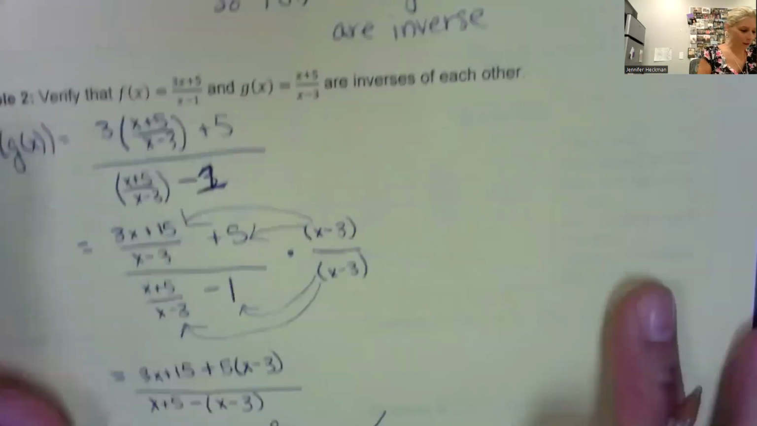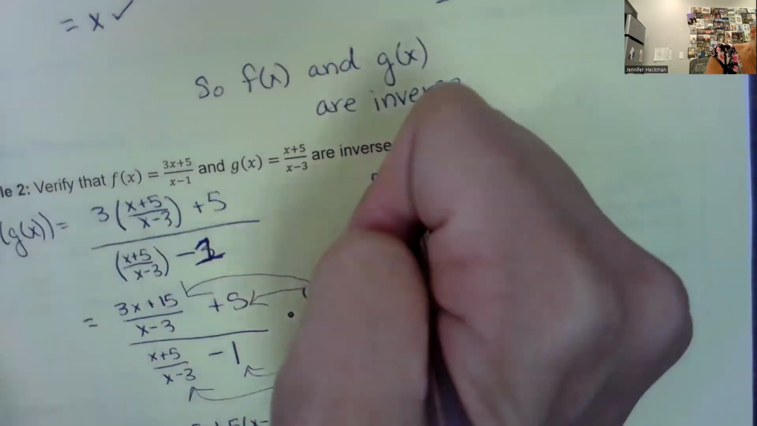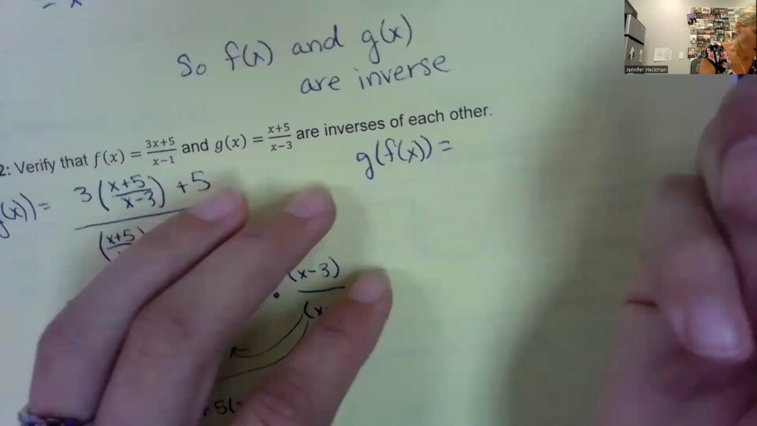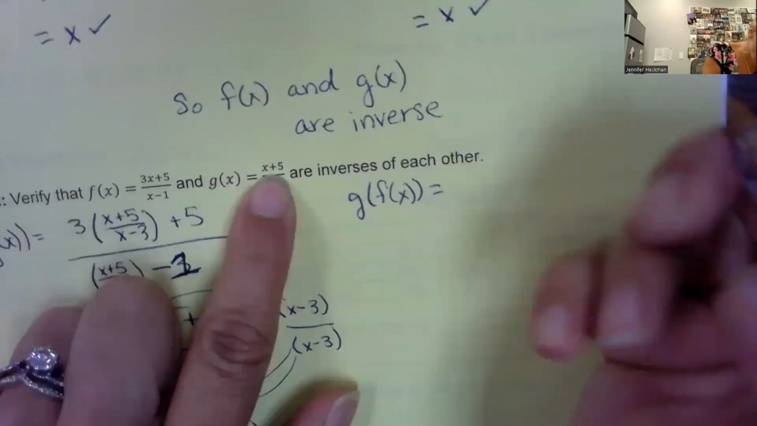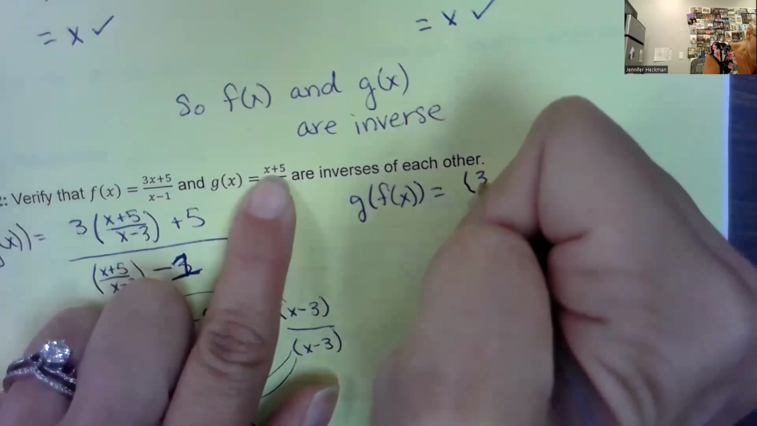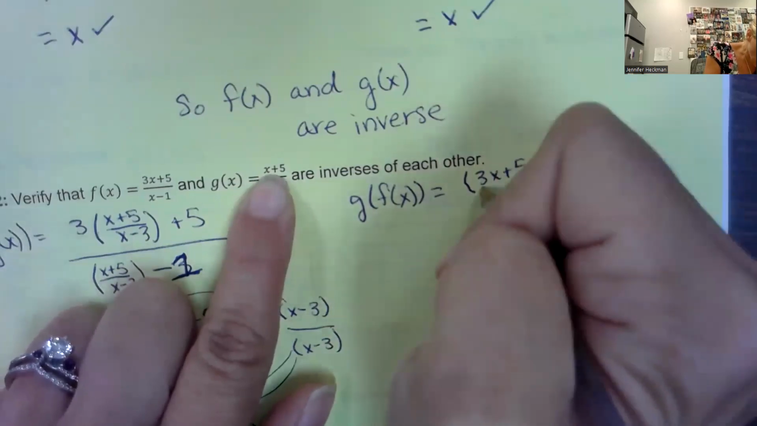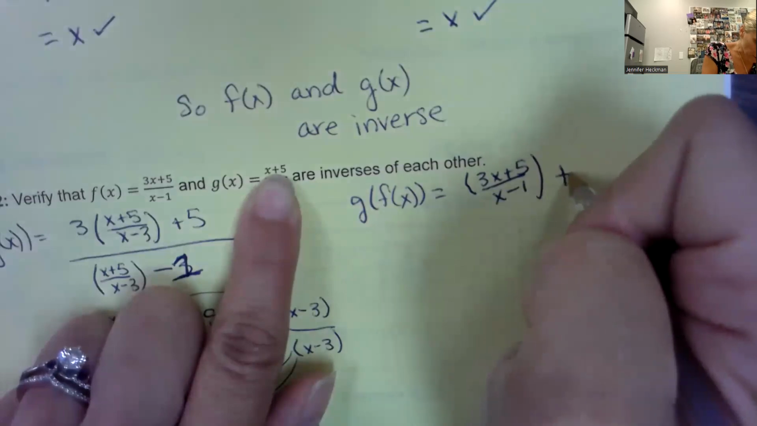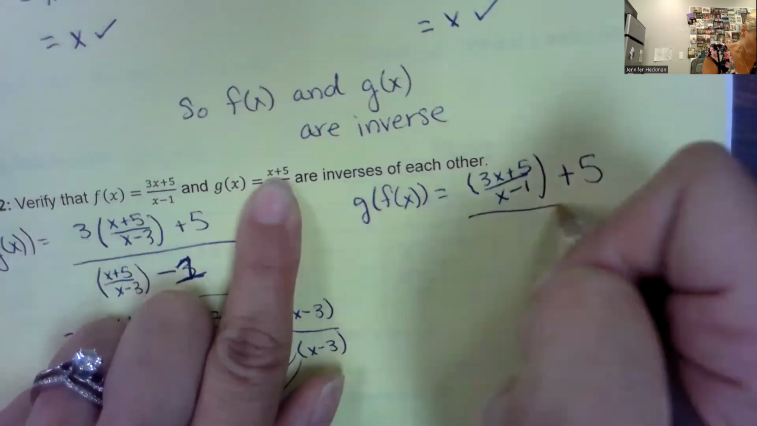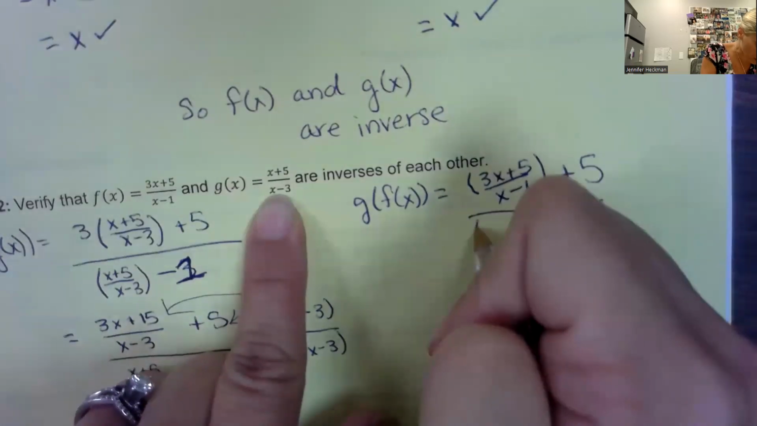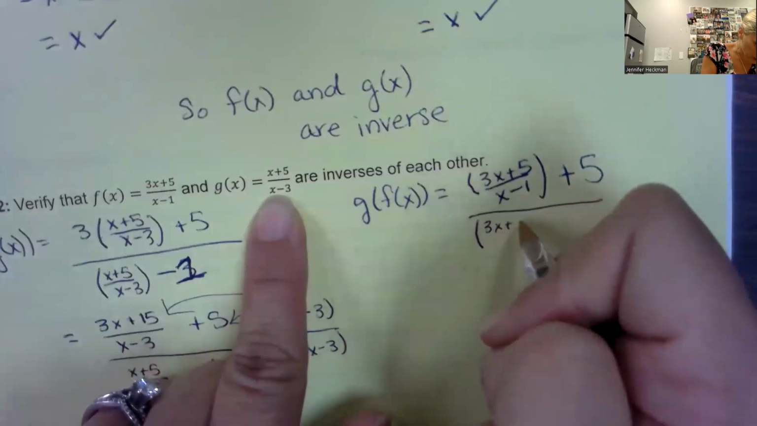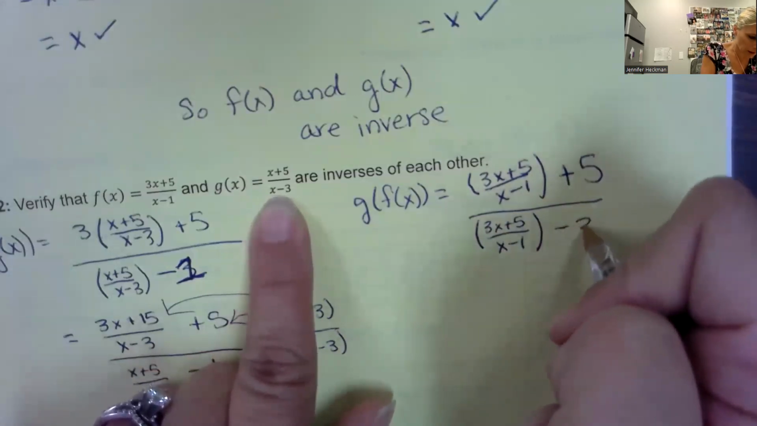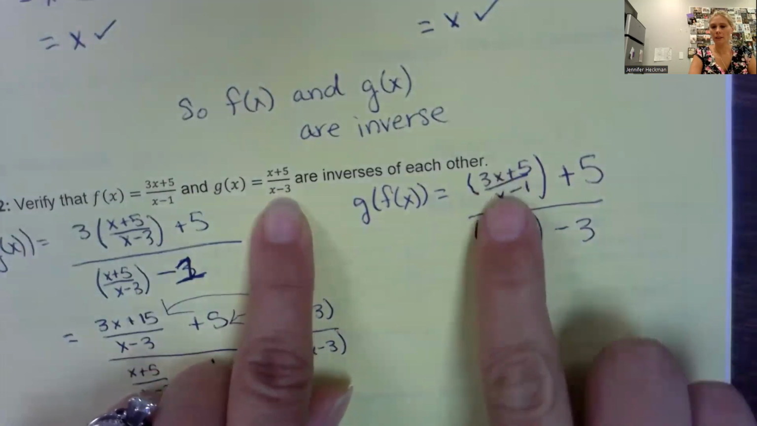Okay, we've got to do the other way. So we're going to do g of f of x. Okay, bear with me. All right, so we're going to start with g. As you can see, I start with an x, so I need to put in f of x. So we have 3x plus 5 all over x minus 1. Now I finished the top off here. For g, it's plus 5 all over. I start again with an x, so I have to put f of x in there: 3x plus 5 over x minus 1, and then minus 3.